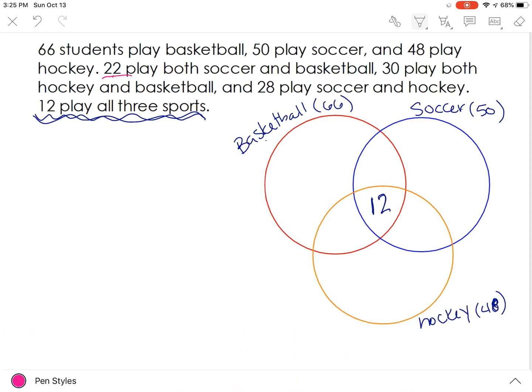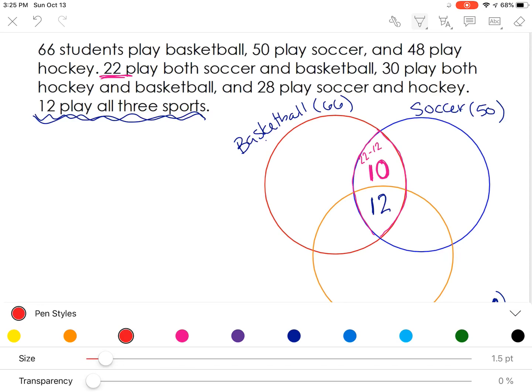Well, the problem tells us that 22 play soccer and basketball. Here's soccer and basketball. Right, so everything in that should add up to be 22. We already accounted for 12 of them who played everything. So we're going to take 22 and subtract 12. And that tells us that 10 people play just soccer and basketball.